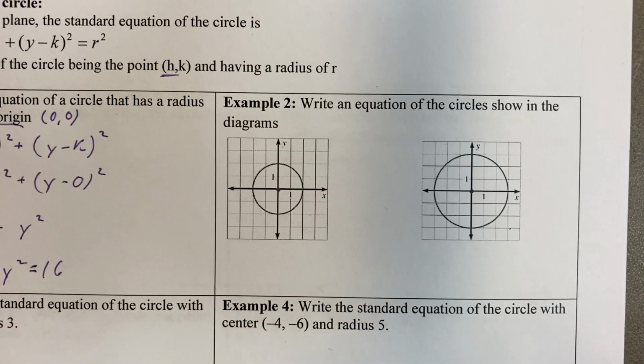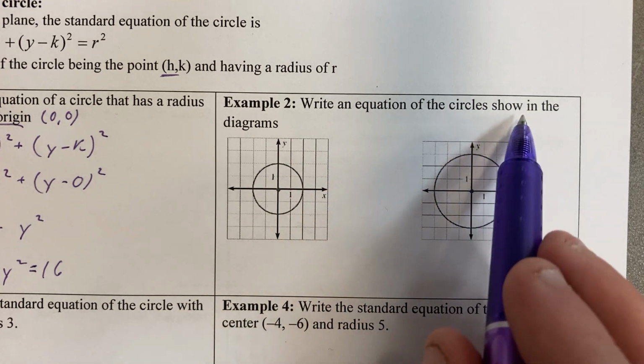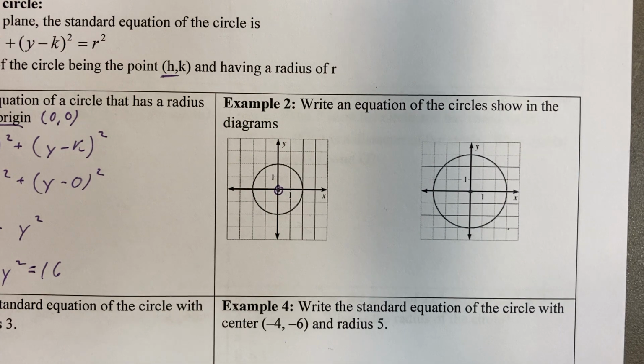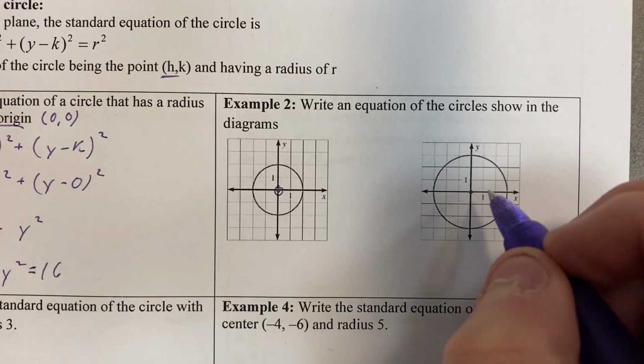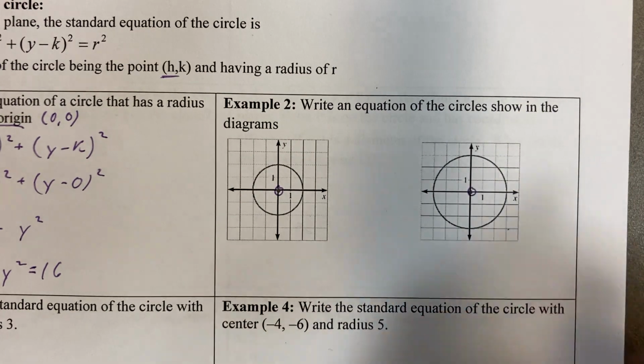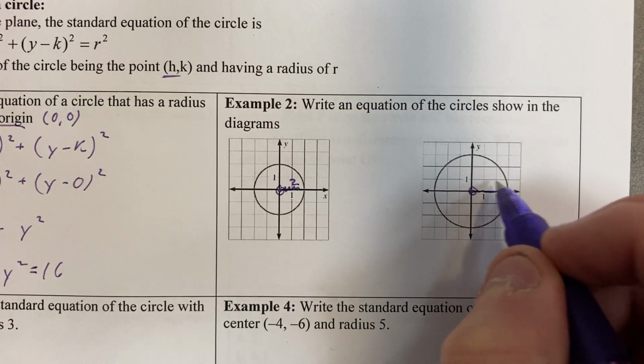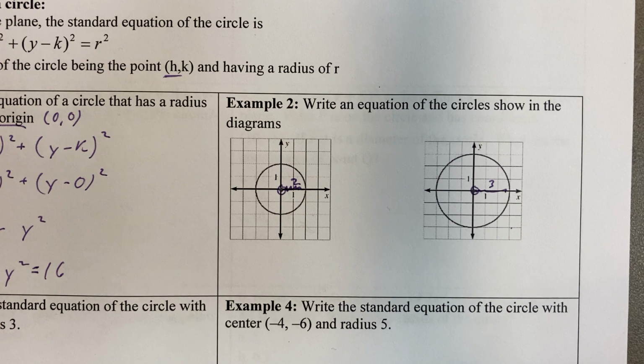Example 2. Write an equation of the circles shown below in the diagrams. So this one has center 0, 0. And this one also has center 0, 0. This one has a radius of 2. This one has a radius of 3. So here's how we would write that.